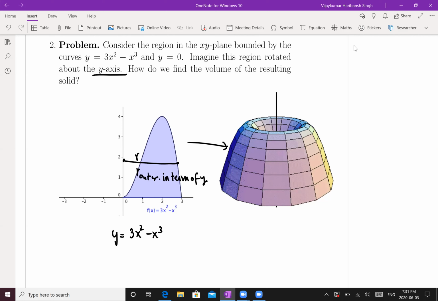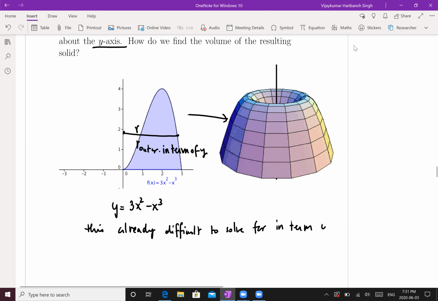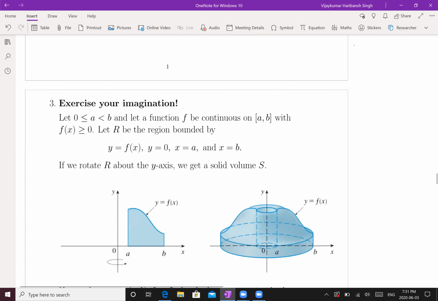Now it's a cubic equation. This is already difficult. Solving for x in terms of y is difficult. So that's why we'll try to come up with a new method. Okay? And the new method is basically the following.